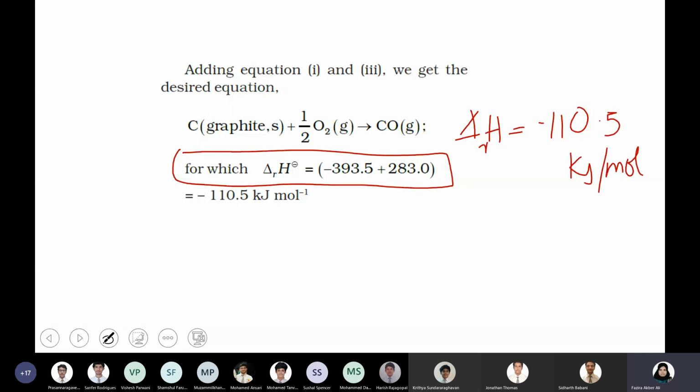Please write it down in your notebook and see whether you're getting the answer correctly. This is one sure shot question based on Hess's law. Even for your final Grade 11 exam, not only for PT3, surely one question will be there for the calculation related to Hess's law.